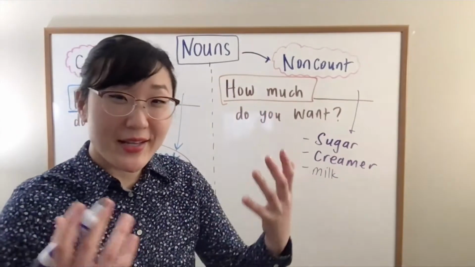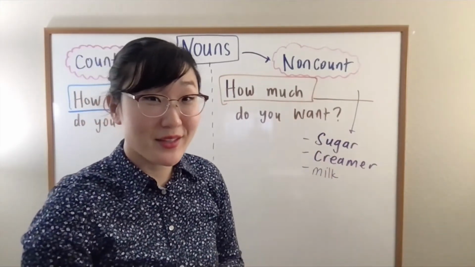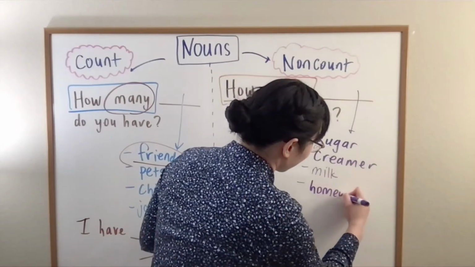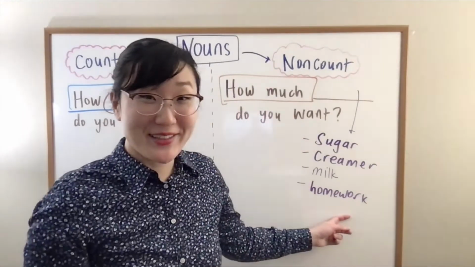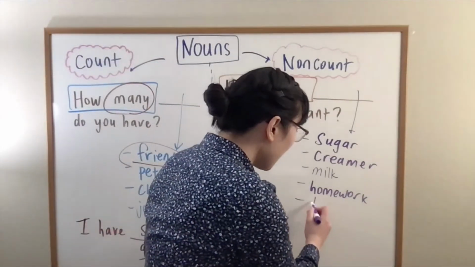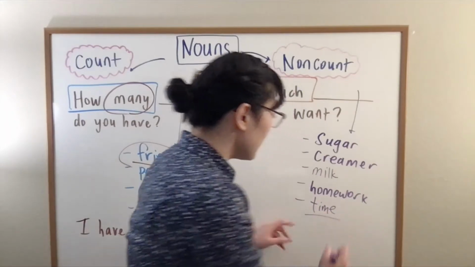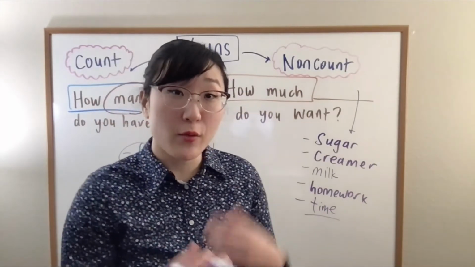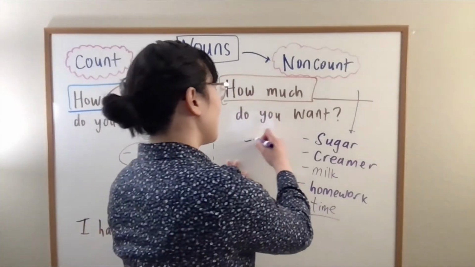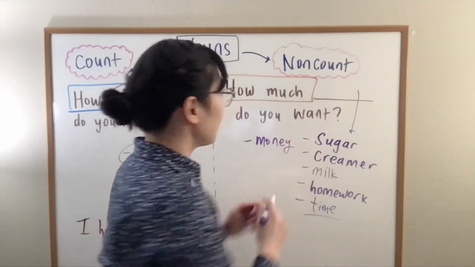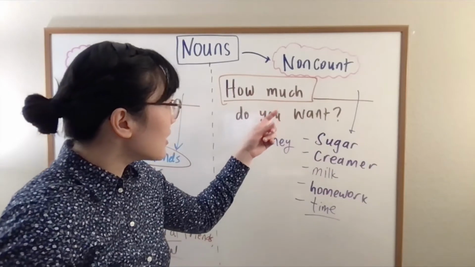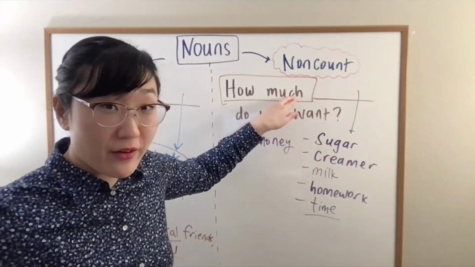What are some other examples of non-countable nouns? I ask my students, how much homework do you want tonight? Or how much time? Time is also a non-countable noun. Time. How much time do you want for this exam? Or how much money? Ooh, money do you want? Maybe a lot. So with non-countable nouns, we use the word much in front.